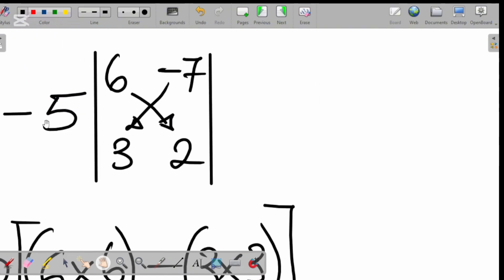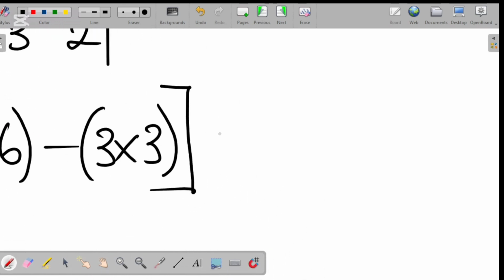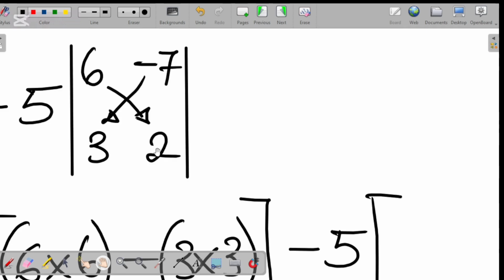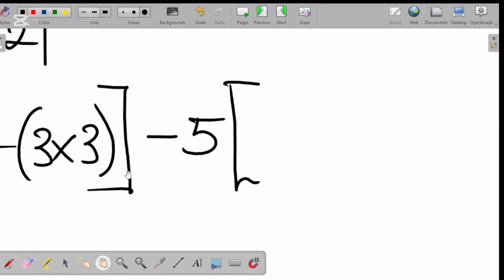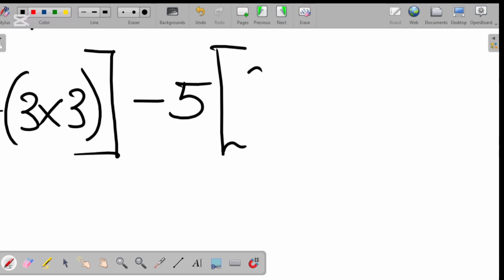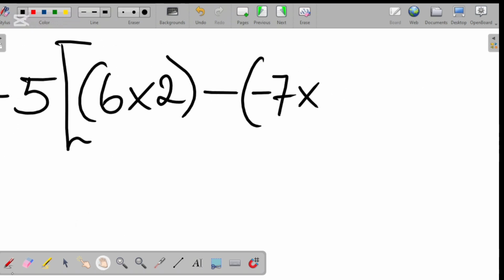All right, let's consider the last one here. We have negative 5. Open your bracket. So what's the next step? 6 will multiply 2 minus negative 7 will multiply 3. So we have here 6 multiplied by 2 minus negative 7 times 3.